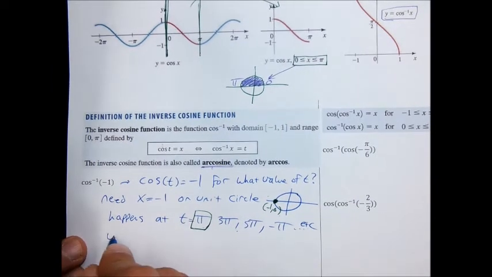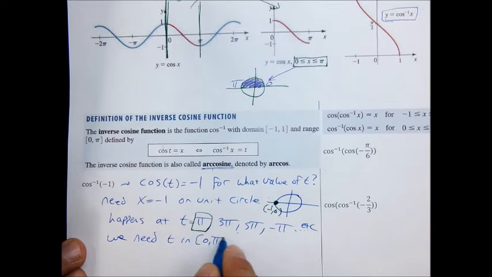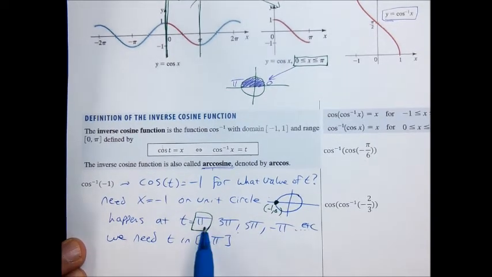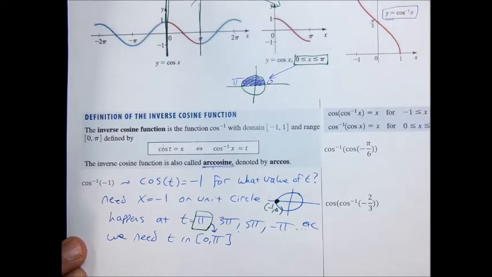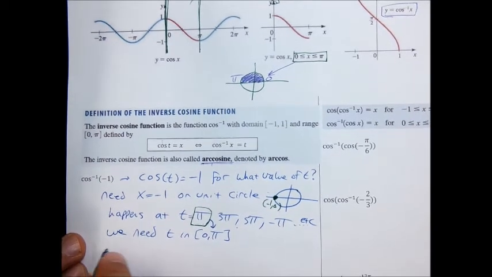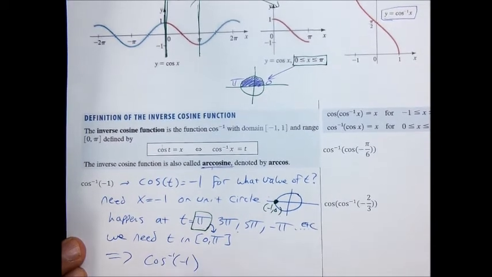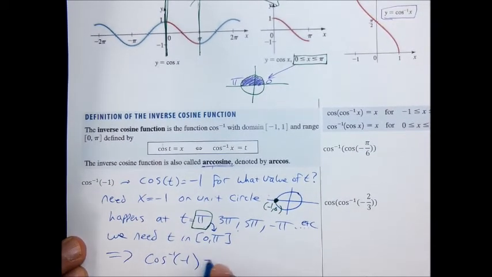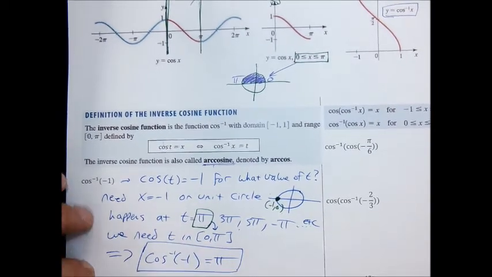So let me write that down. I'm trying to be detailed here. We need t to be between 0 and pi. And so we choose this one. Right? This is the one that's between 0 and pi. And so that's the answer. And so all this is so we can say, if we want to send negative 1 back to where it came from, plugging in pi. That's how we can think about that.